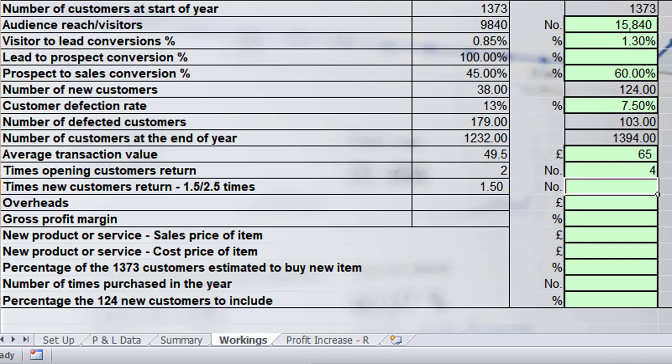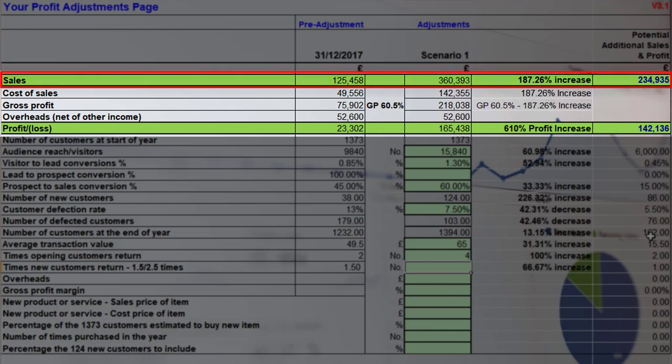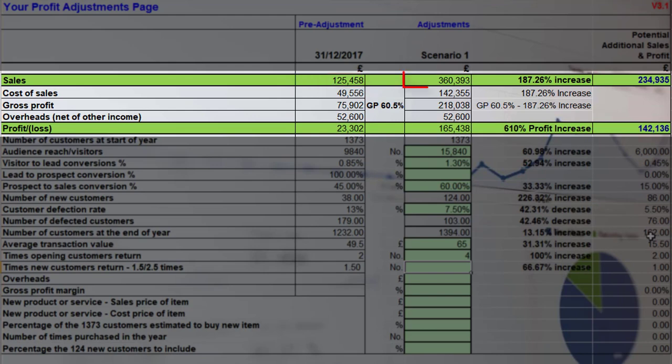All those metrics that affect the outcome, which in this case is our sales and profits, I'm now going to focus on the top part of this screen. The first line represents our sales. So to remind ourselves, our starting position was 125,458. The effect of increasing each one of those metrics the way we have done, our sales have increased to 360,393, which is a percentage increase of 187%.